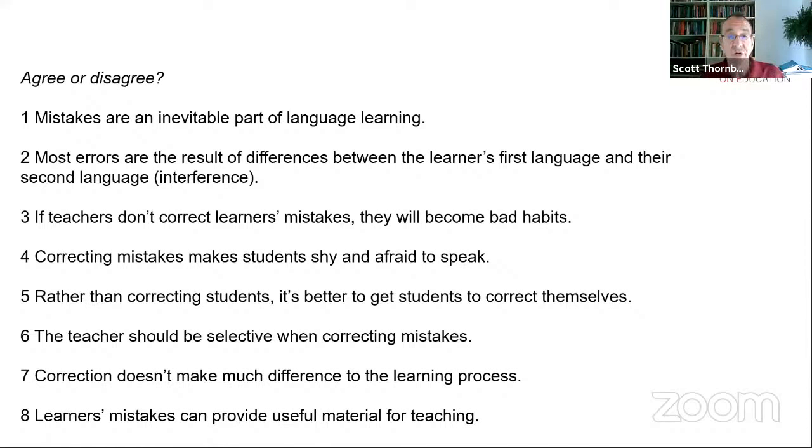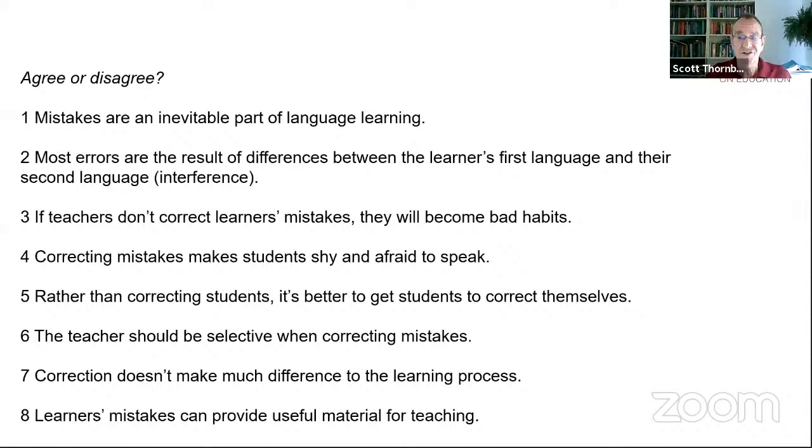Number two: most errors are a result of differences between the learner's first language and their second language. In other words, errors are caused by interference. Now, this is a view that was very popular a few decades ago, let's say in the 1970s, 1980s, when a lot of work was done contrasting languages to see where the differences were and then predicting what kind of mistakes learners would make. And there was a feeling then that the majority of errors were caused by interference. And that was one argument for not using the learner's first language when you're teaching the second language, because the two languages would kind of interfere with each other. The first language would interfere with the second.